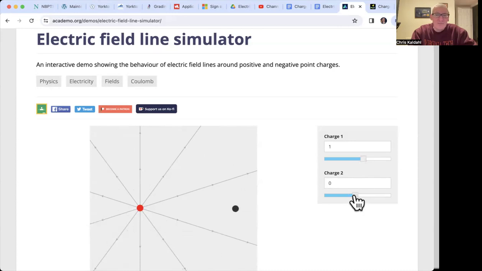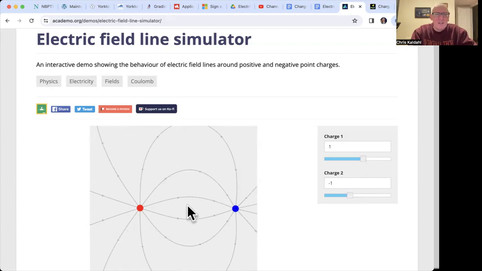Let's make this a -1. Well, we know that the arrows have to point towards the negatives. So what we get is this closing of the loops, right? And remember that these are just showing the direction that any little positive test charge would feel a force if it was located at any of the individual positions on this map.